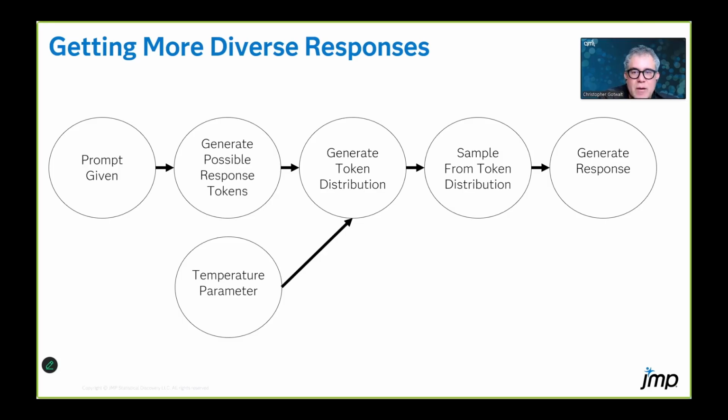The temperature parameter is very important in that low temperature values lead to essentially the same response every time, which is useful when you want a fact-based summary. Higher values will give you more varied responses, which is useful when you want a more natural human-like response, or you want more creativity in the responses.